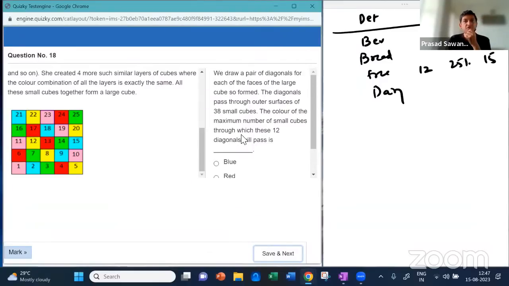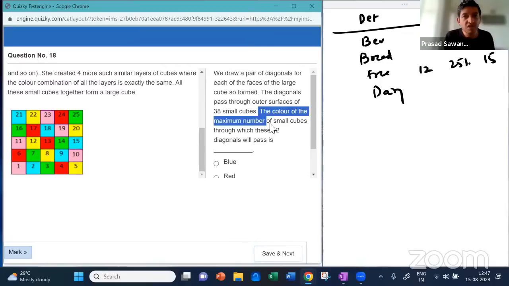Okay, we draw a pair of diagonals for each of the faces of the large cube so formed. The diagonals pass through the outer surface. Surface diagonals is 38 cubes. How did that come? So 1 2 3 4 5 6 7 8 9, 9 6 are 54. Okay, the corner ones will repeat, right? So let's see, 1 2 3 4 5 are on each face, so 5 6 are 30 and 8 corners, 38.